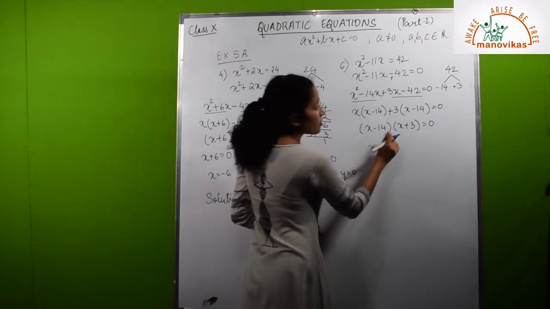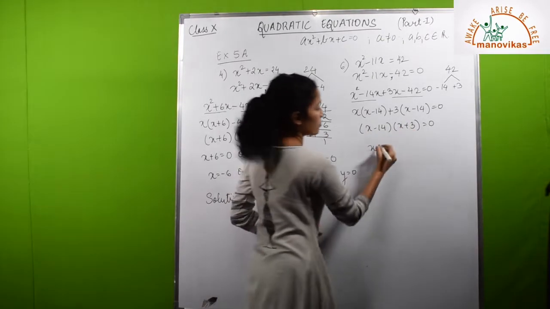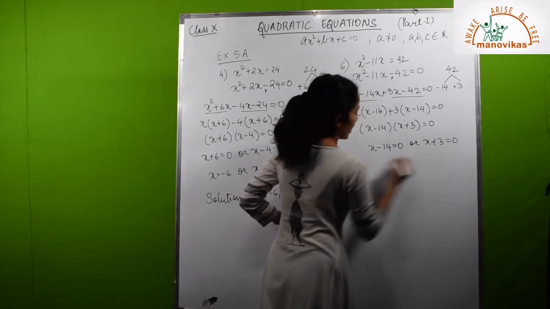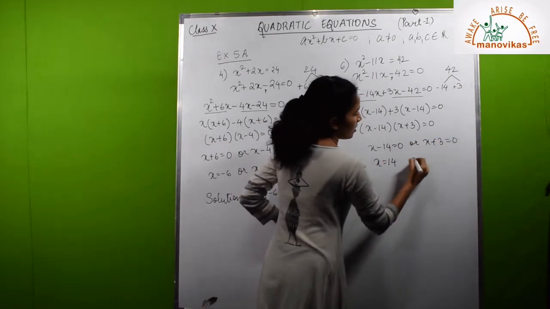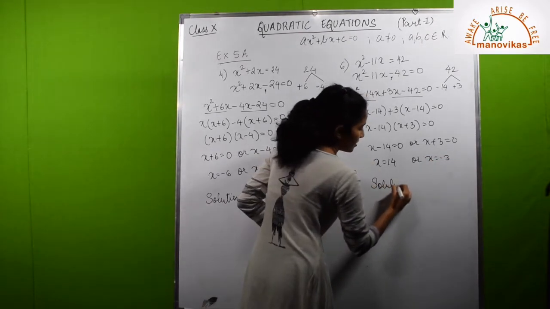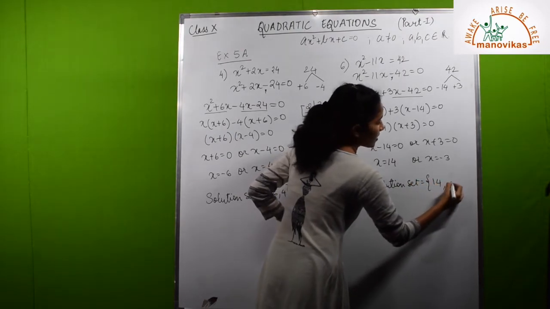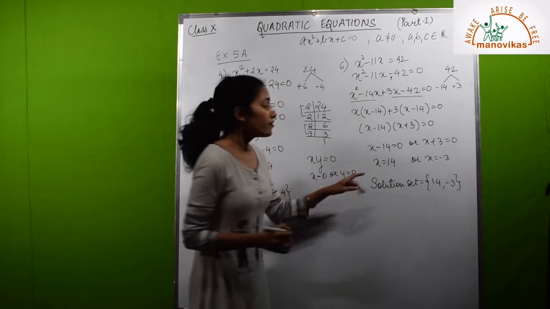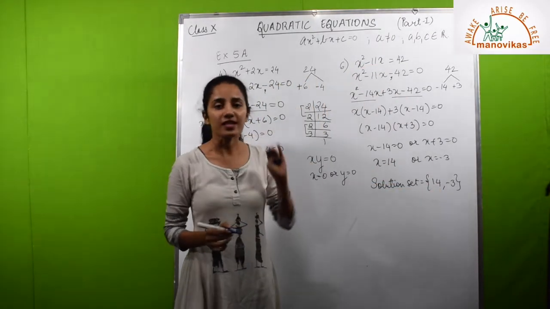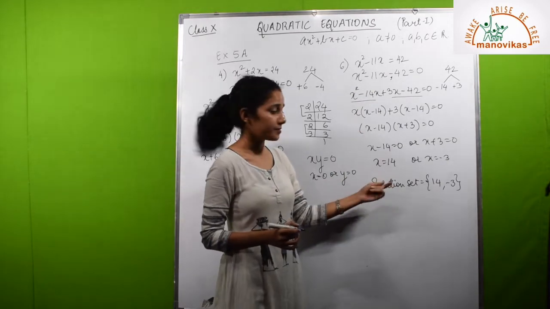Therefore, using the zero product rule, either this is equal to 0 or this is equal to 0. And you have x is equal to 14 or x is equal to minus 3. Therefore, the solution set is equal to 14, negative 3. If you want to check, you can substitute these values back in this equation and check if it is satisfying the equation. It will satisfy because we are just factorizing it.